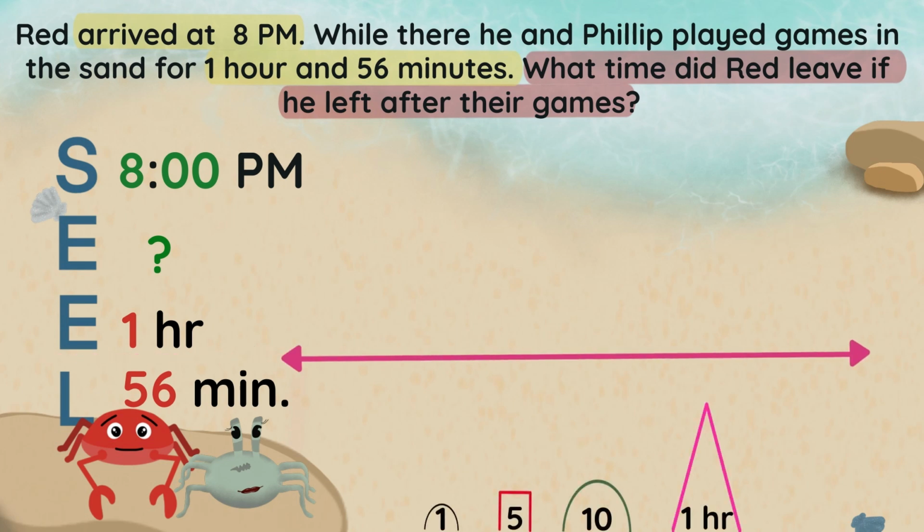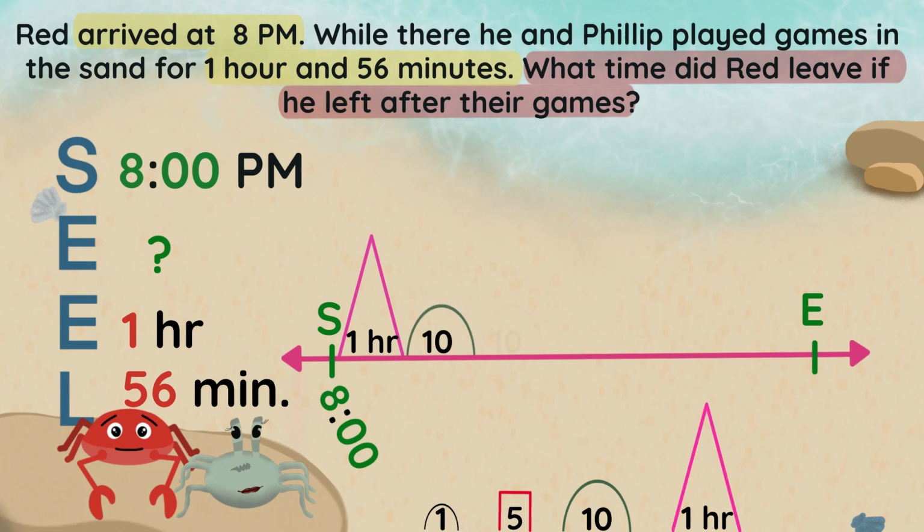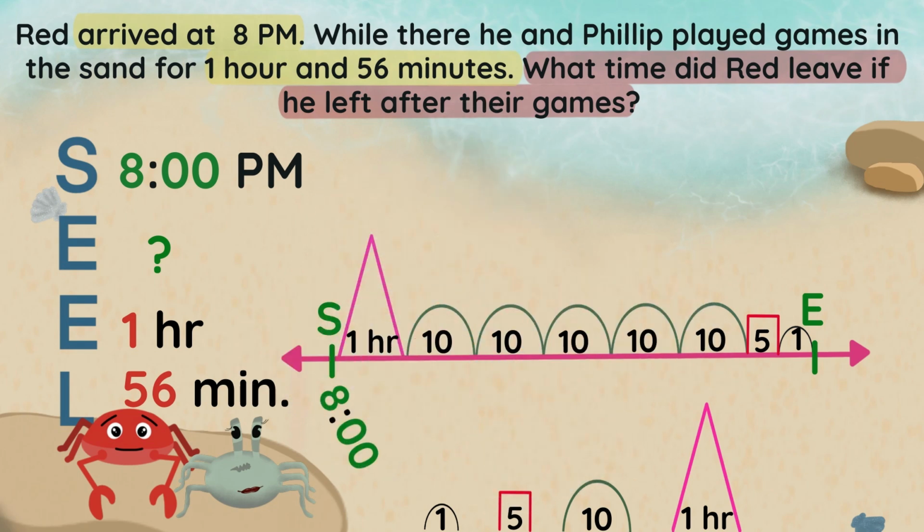First, we will label the start time and end time. Next, we will draw in the elapsed time. The elapsed time is 1 hour, 56 minutes. 1 hour, or mountain, 10, 20, 30, 40, 50, 5 hills, 5 minutes, or 1 rock, and 1 minute, 1 pebble. Next, we will add to find the end time.